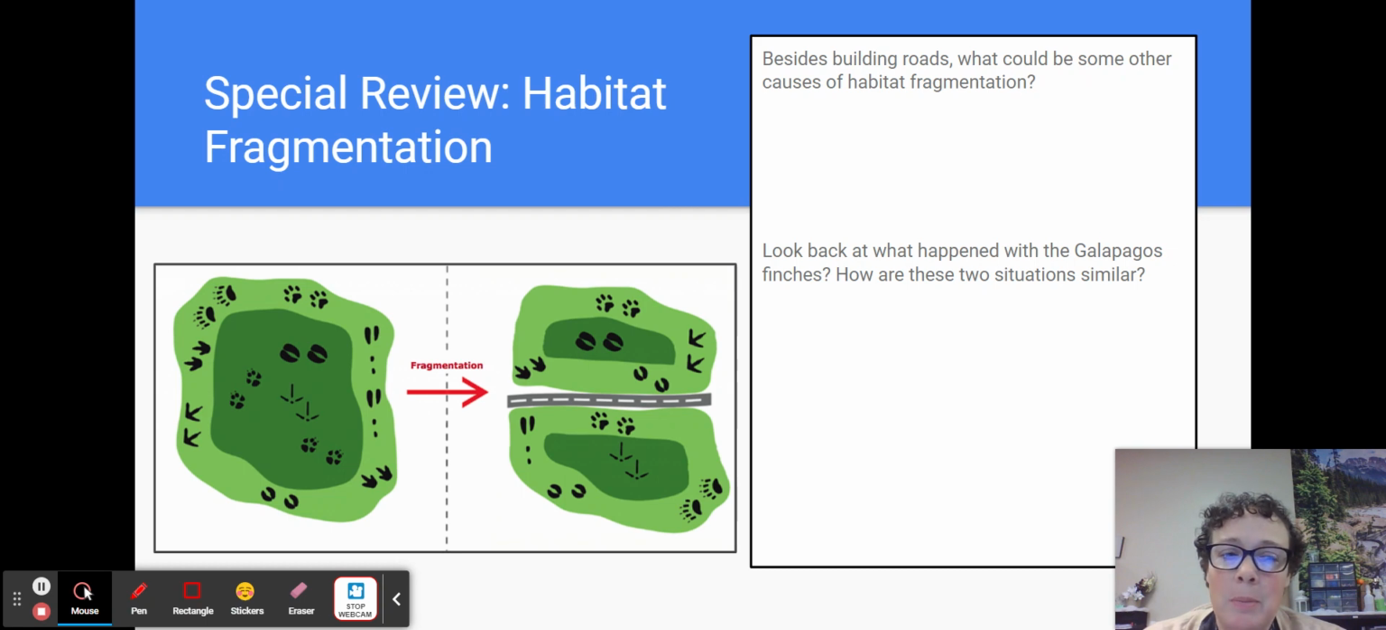Think about back to those Galapagos finches. How could habitat fragmentation be connected to what happened to the finches? Well, their common ancestor came to the island, and as the finches bred and reproduced and flew from island to island, their populations became isolated. Habitat fragmentation is basically creating islands of habitat where the animals can't move from one habitat to the other, one island of space within the land. So they're kind of like land islands.